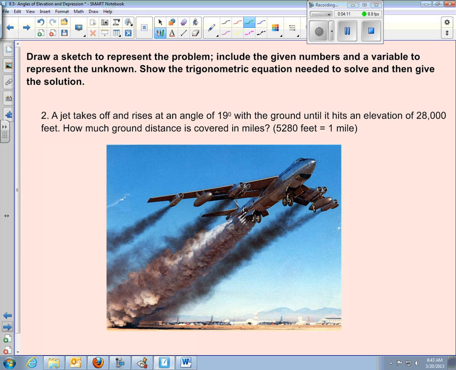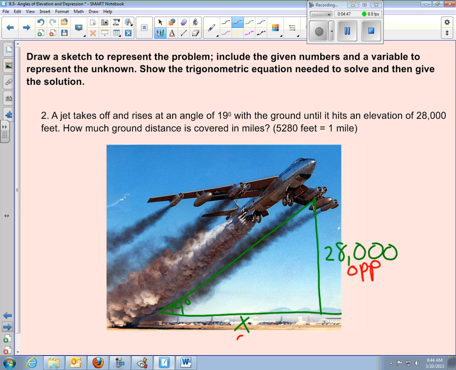All right, so a jet takes off and rises at an angle of 19 degrees with the ground until it hits an elevation of 28,000 feet. How much ground distance is covered in miles? All right, so our jet's taking off, and our angle of elevation is 19 degrees. And it's at altitude. Remember, altitude is the height of something, 28,000. And we want to know how far across the ground it covered. So we end up with our opposite and our adjacent.